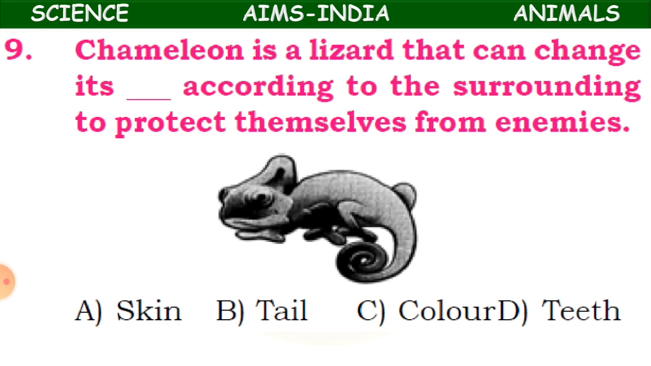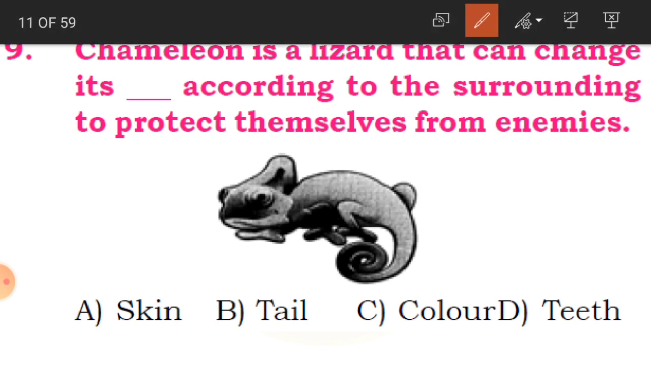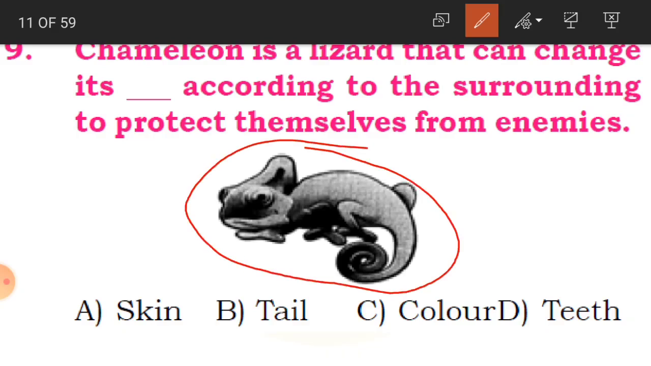Okay, children? Clear? Now, chameleon is a lizard that can change its dash according to the surrounding to protect themselves from enemies. Okay, children? So, here in the picture, you can see the chameleon here. So, what does it do? It changes something according to the surroundings. Why? To protect themselves from the enemies. And what did we learn? What does it change? Whether it is A option skin, B option tail, C option color, or D option teeth. What does it change, children?